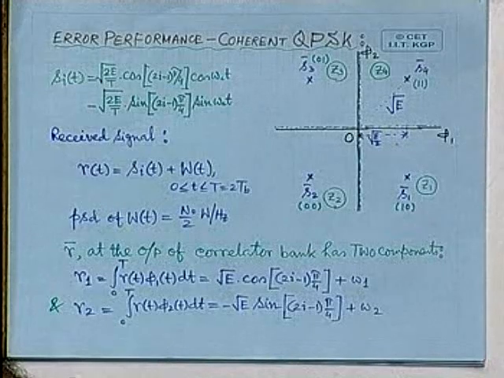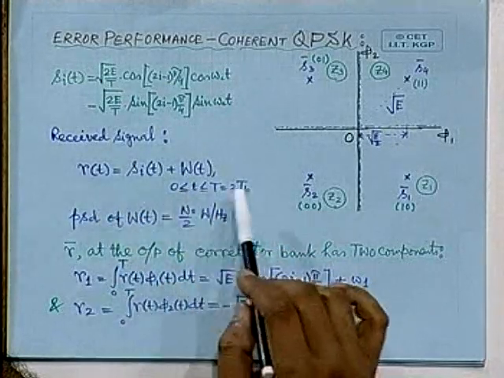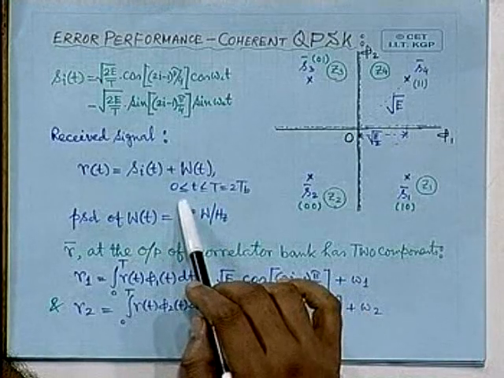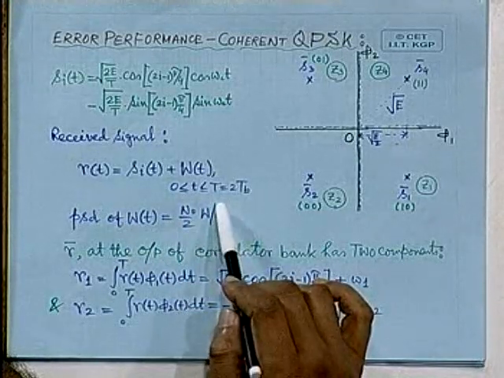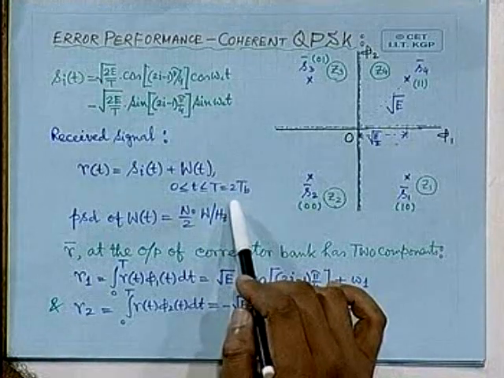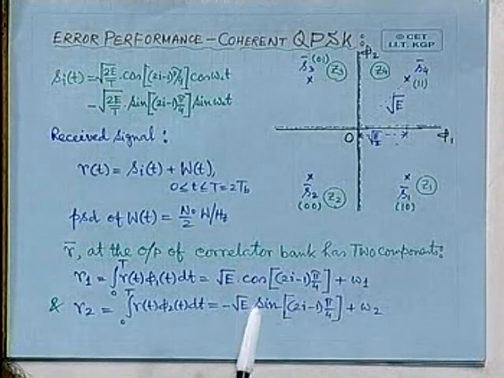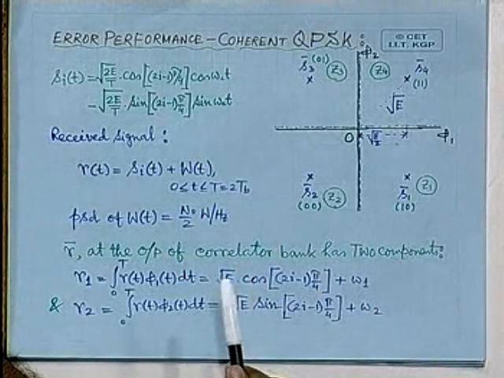It is a continuous process, and we will observe this over an interval 0 to capital T. Capital T happens to be the symbol interval, symbol duration, which is equal to twice Tb, where Tb is the information bit duration. This we have already discussed. The ESD of W(t) is assumed to be N0 by 2. No, we are assuming it to be N0 by 2.